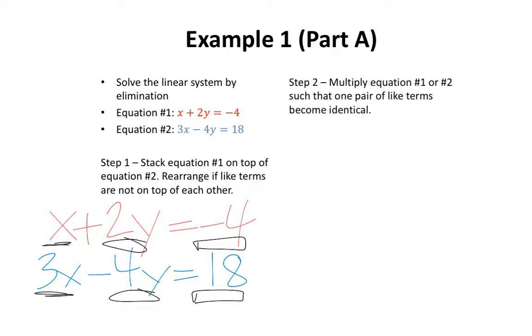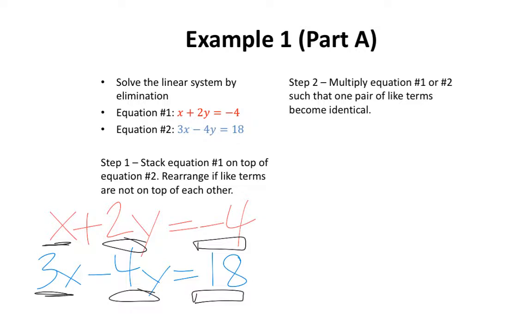In step 2, we want to multiply equation 1 or 2 such that one pair of like terms becomes identical. Over here, I have x and 3x. They are like terms, but they're not identical. Over here, I have 2y and 4y. They are like terms, but they're not identical. And over here, I have negative 4 and 18. They are like terms, but they're not identical. Therefore, we're going to try and multiply one of the equations such that one pair of like terms becomes identical.